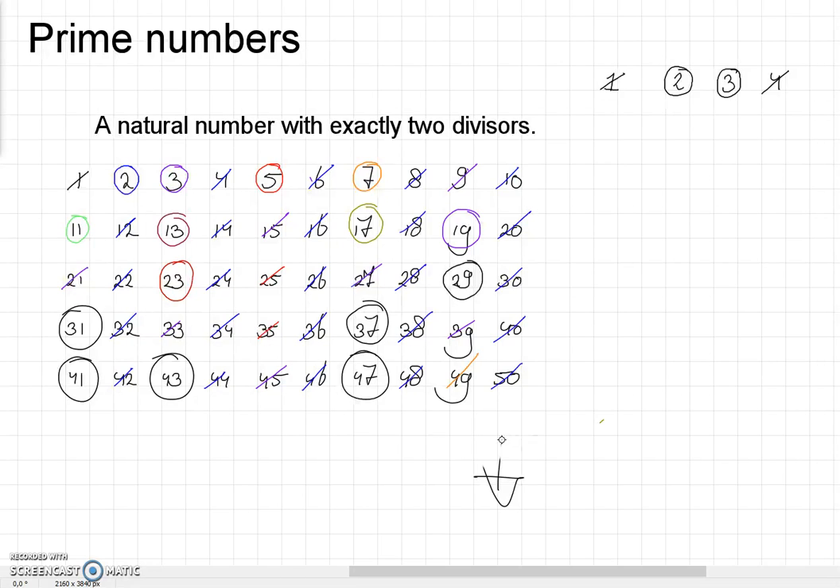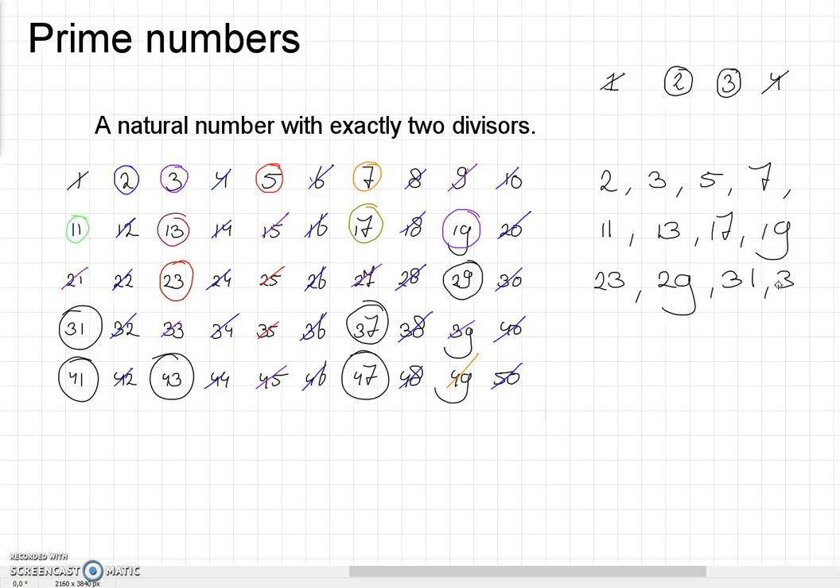Let's sum that up by writing them down in a comprehensive list. So we had 2, 3, 5, 7, 11, 13, 17, 19, 23, 29, 31, 37, 41, 43, and 47 are all the prime numbers lower than 50.